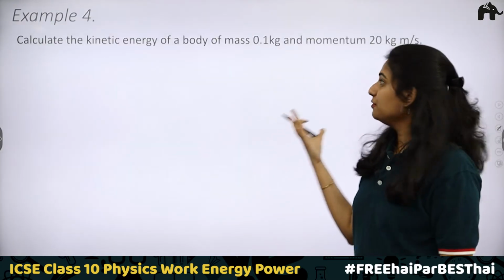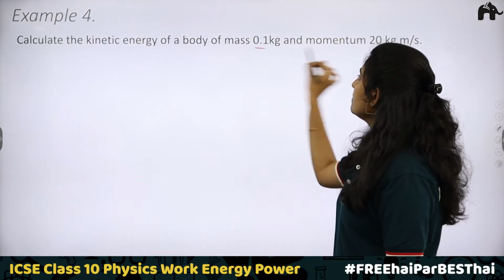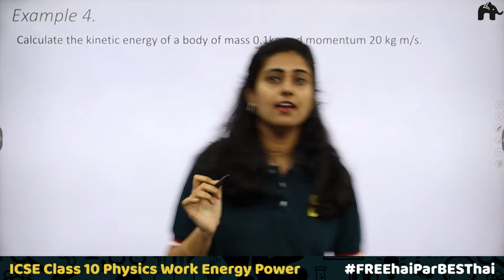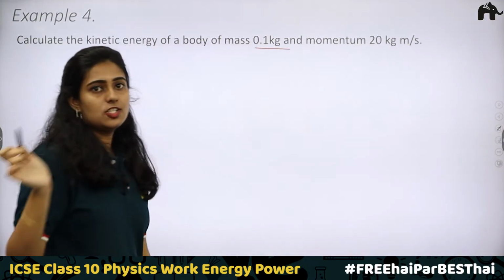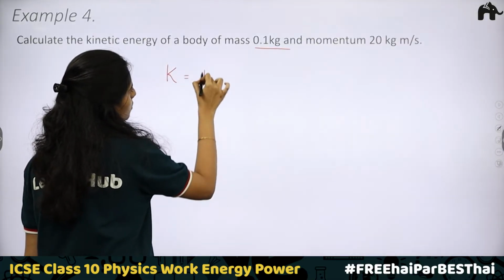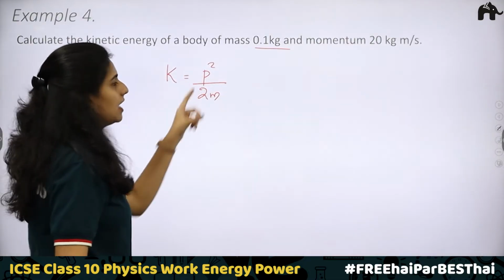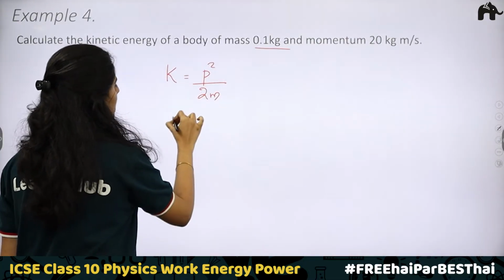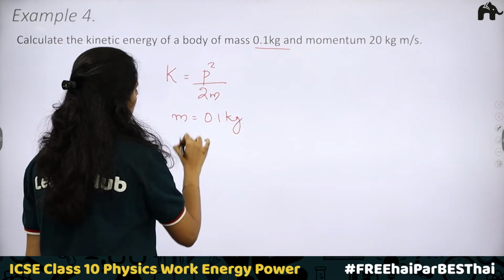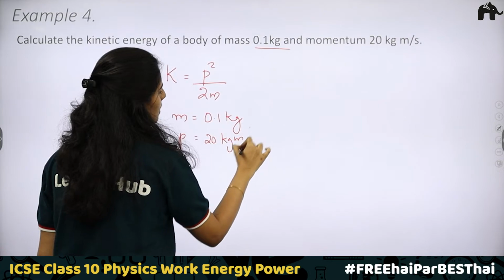Understood? Example 4. Calculate the kinetic energy of a body of mass 0.1 kg and momentum 20 kg meter per second. Okay. What is the relation between kinetic energy and momentum? We have kinetic energy K equal to P square divided by 2m, where m is the mass and P is the momentum. Here what is given? Mass is given. Mass is equal to 0.1 kg. Momentum P is given, which is 20 kg meter per second.